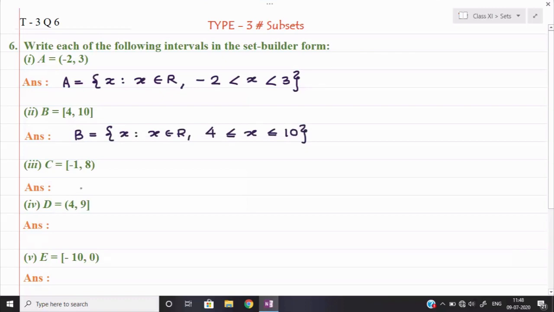One more example, C. C will be equal to, I can say, y such that y belongs to R. You can change the symbol of the element. In place of x you can take y also. Y belongs to R, and observe minus 1 is given along with the close. So minus 1 less than or equal to y and less than 8. Okay, 8 will not come with the symbol of equal to.